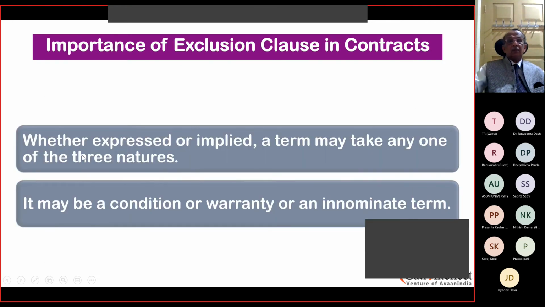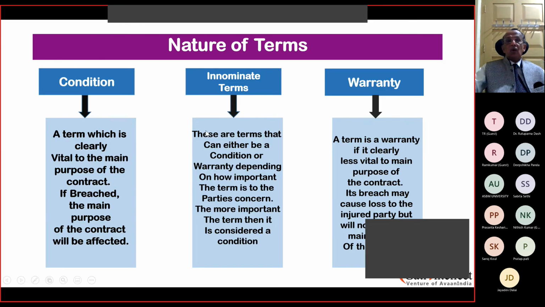Now we're just coming to the end of it. Importance of exclusion clause in the contract. Whether expressed or implied, the term may take any one of three meanings: it may be a condition, a warranty or an innominate term. I will not deal with this subject in depth because a condition everybody knows. In a contract there are certain conditions that have to be complied with; that is mandated. That is what a condition is.